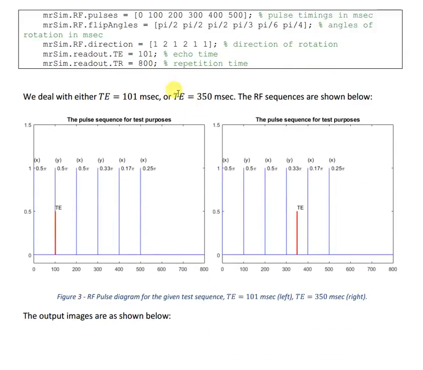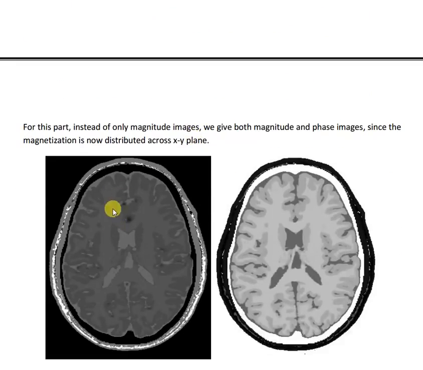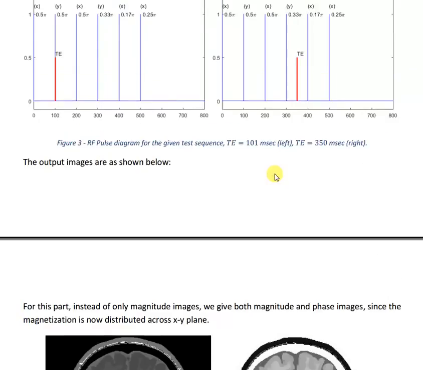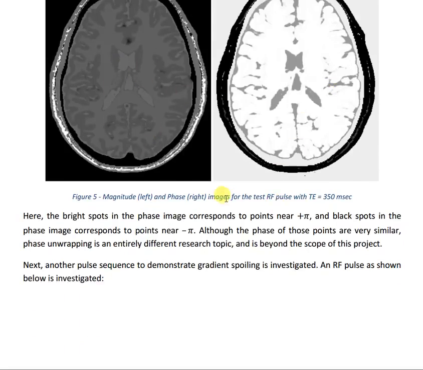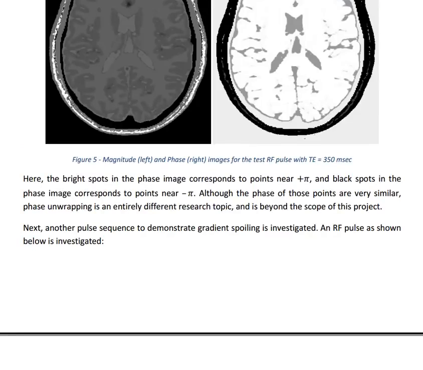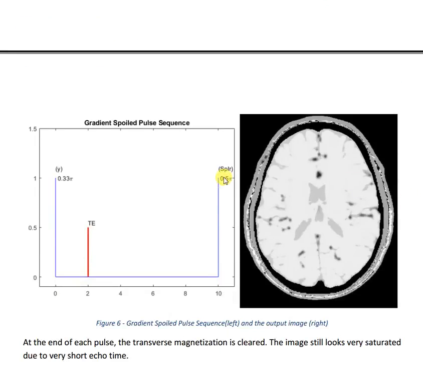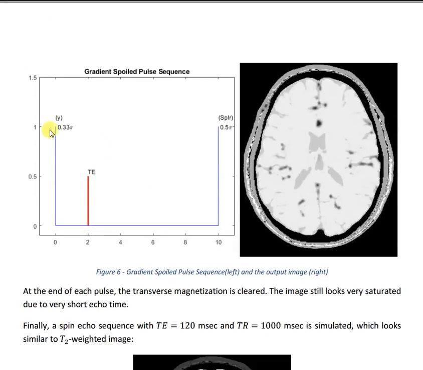We can also simulate more complex RF pulses. This is like an X, Y, X, Y, X, X with different angles, and this is the resulting image, the magnitude and the phase. Different TE results in different images at the left and at the right. We can also simulate a gradient spoiler here. When we use such a pulse, we get the image on the right. If there wasn't any spoiler, we wouldn't kill the transverse magnetization, and then we would get a completely desaturated image.